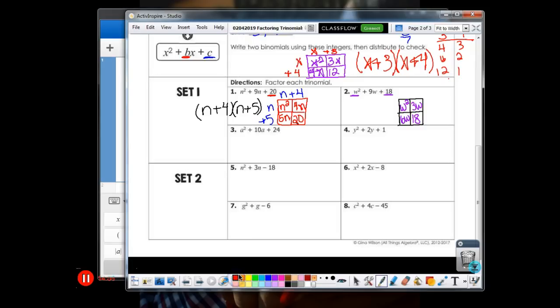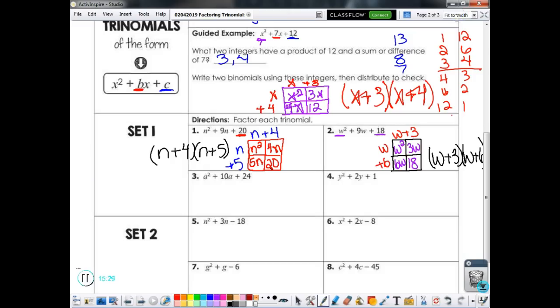So then, what times what gives me w squared? W times W. And what times W gives me 3W? Positive 3. And what times W gives me 6W? Positive 6. So then, my answer is W plus 3 times W plus 6. It's kind of hard to see there. Just understand this is W plus 3 times W plus 6. Does this make sense?